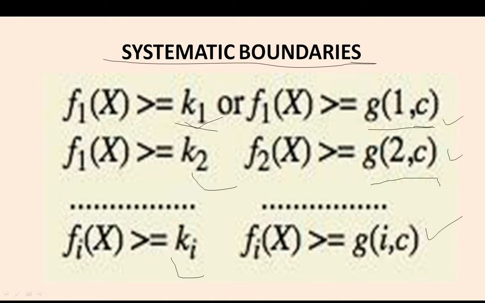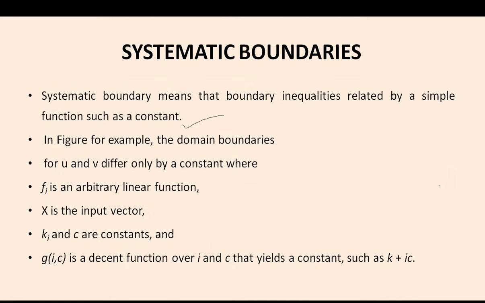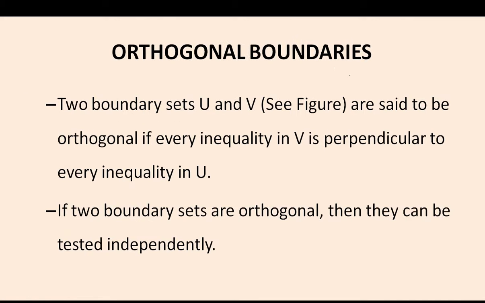So systematic boundaries make incomplete boundaries into complete boundaries by representing some constants. By using a set of constants, they can turn incomplete boundaries into complete boundaries. These are called systematic boundaries. So this is one example of systematic boundaries.